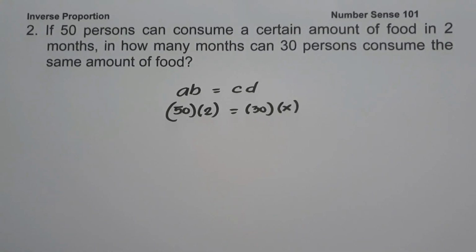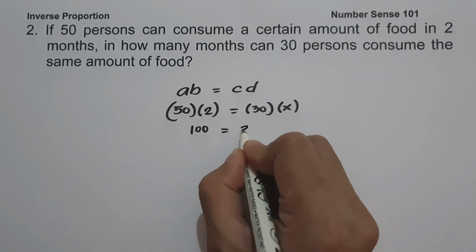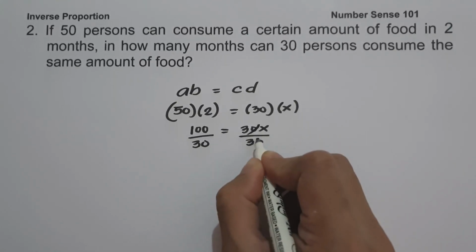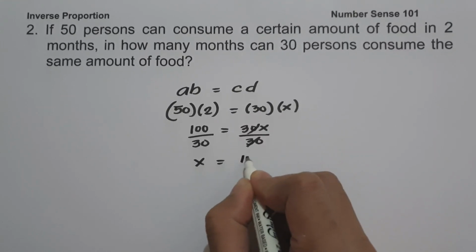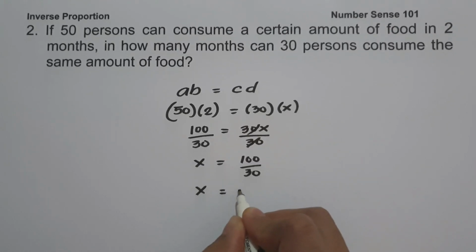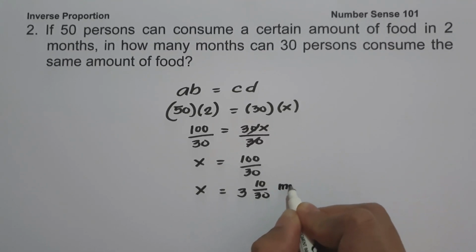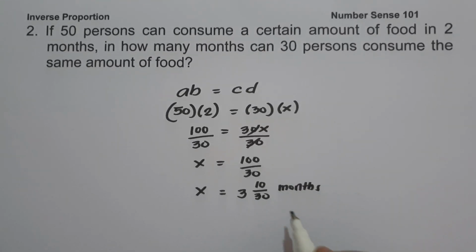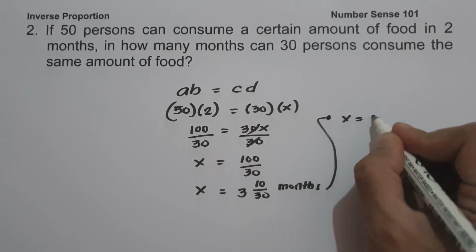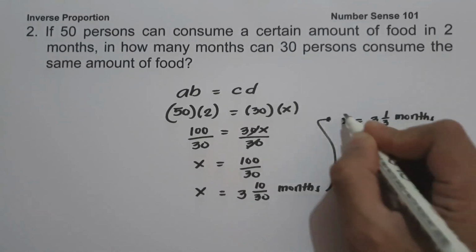And to simplify, let us have 50 times 2, that is 100, equals 30 times X is 30X. Let us divide both sides by 30. Let us cancel this one. So X equals 100 over 30. If you are going to divide this one, we are going to have 3 and 10 over 30 months. Since we can simplify 10 and 30, we can write our answer as X equals 3 and 1/3 months. And this will be our answer.